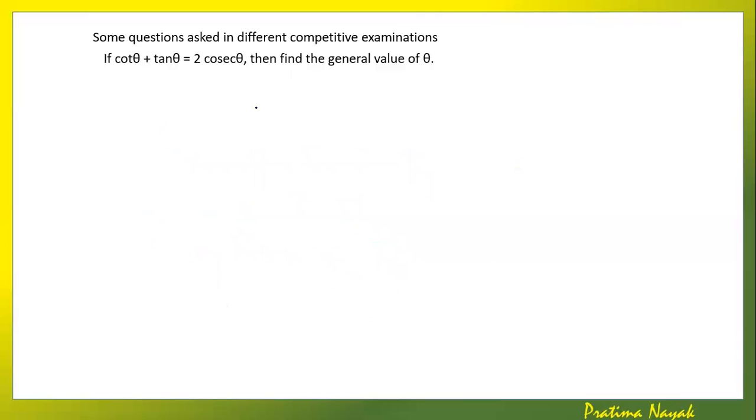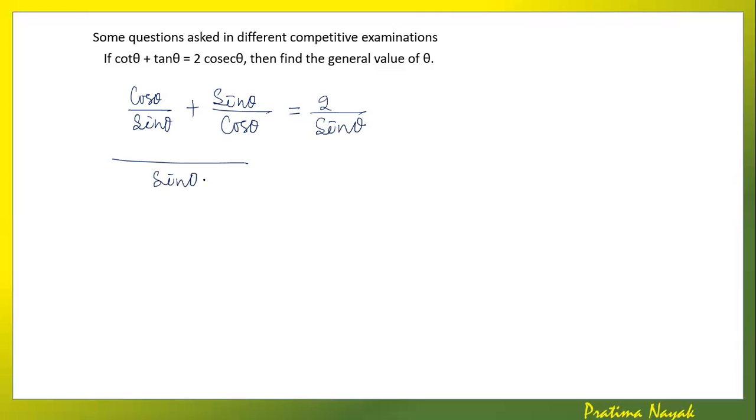Now cot theta plus tan theta is equal to 2 cosec theta. Find the general value of theta. Cot theta, tan theta, cosec theta: convert cot theta into cos theta by sin theta, tan theta you convert into sin theta by cos theta, and this is equal to 2 by sin theta. So take the LCM. It will be sin theta cos theta. Here it will be cos square theta plus sin square theta.